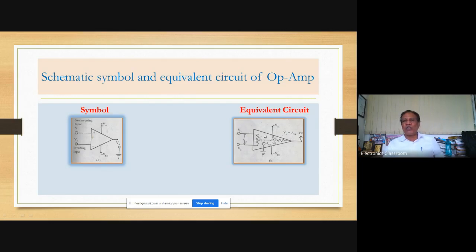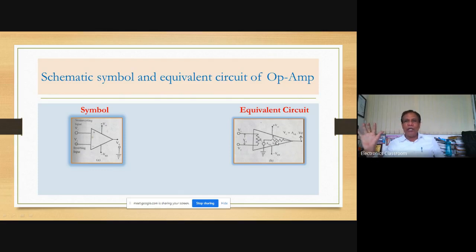Similarly, you can look at the output side. Here there is a ground and a circle, which means there is an output source, a voltage source. In series with the voltage source there is a resistance, known as the output resistance. This is the Thevenin's equivalent circuit, with a Thevenin source and Thevenin's resistance RTH. And the resistance connected in series with the output voltage source has the value 0.